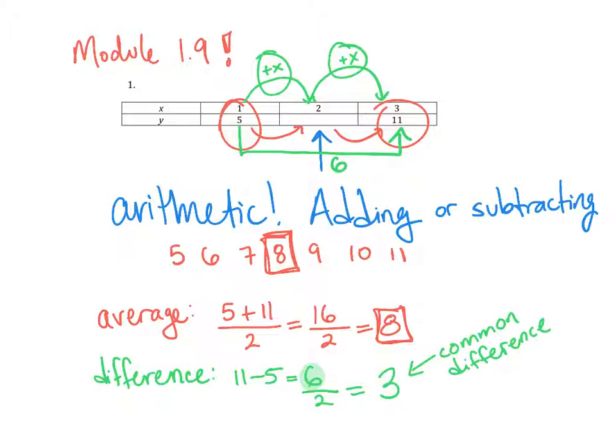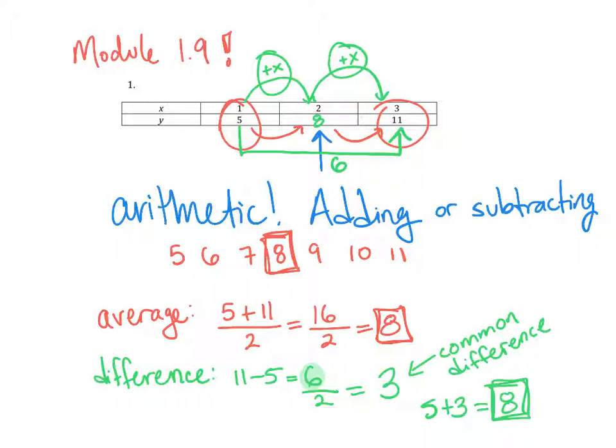So there are 2 jumps. So I took the total distance between 5 and 11 and divided it by 2 to figure out what each one of those common differences were. And I know that it's 3. So then I can just do the same thing and say, oh, if I'm starting at 5 and I'm using the common difference, 5 plus 3 is in fact 8.